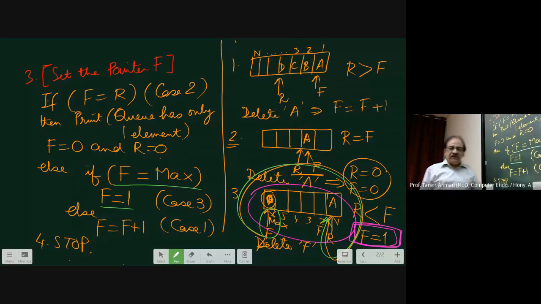And if it is not case number 2, not case number 3, then it is case number 1. If it is not 2 and 3, that means it is not a case with a single element. It is not a case with rotation. Then it has to be a case with the normal Q. And I will just write F is equal to F plus 1, which is this case.